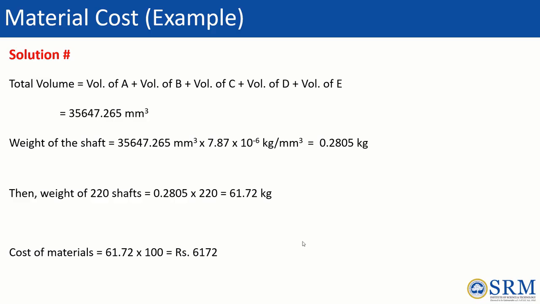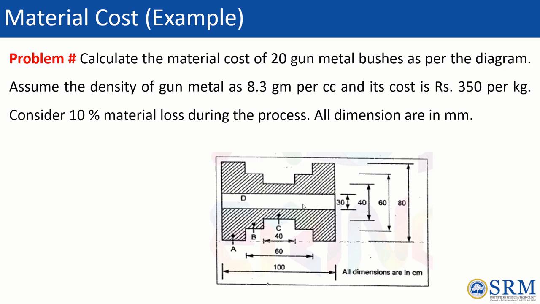Now we will move on to the next example, a bush with process losses. So let us work through this problem. We need to calculate the material cost of 20 gunmetal bushes based on the technical drawing provided. The material density is 8.3 gram per cc. The unit cost is rupees 350 per kg, and we must factor in a 10% material loss due to scrap generated during the machining process.